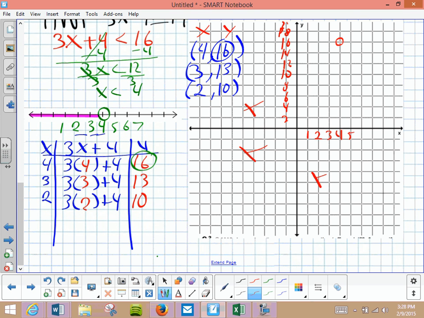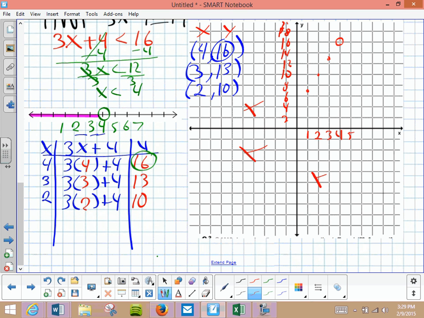Now, let's go to 3, and it's going to be 13, right? Around here. And that one's closed because it's included. And then a 2, it'll be 10. And then for you, because you did 1, it gave you 7, right? So look, it'll be right here.